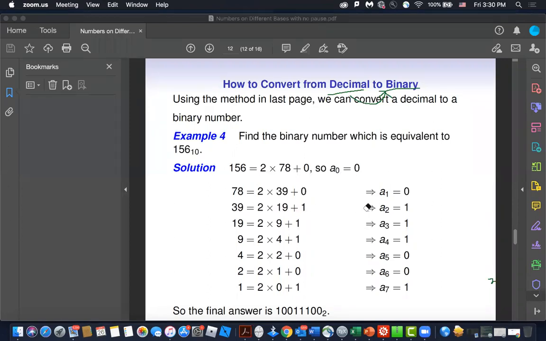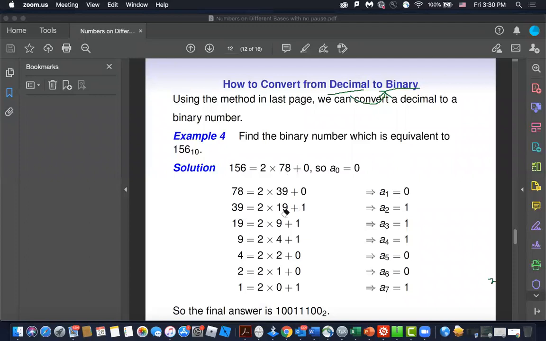Oh, sorry, I skipped one. 156 divided by 2, the quotient is 78. And 78 divided by 2, the remainder is still 0. So a sub 1 is 0. Then 39 is the second quotient, and divided by 2, it has a remainder 1. So a sub 2 is 1. And then we keep going.